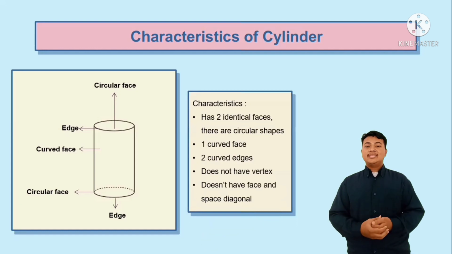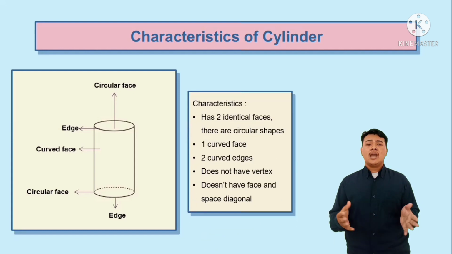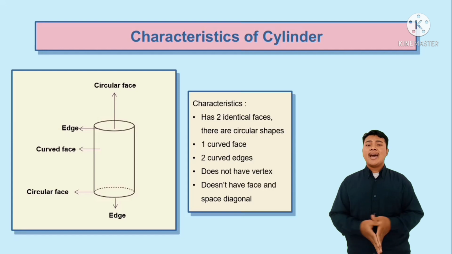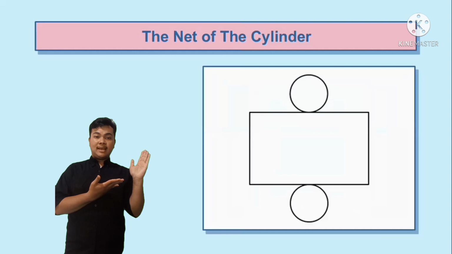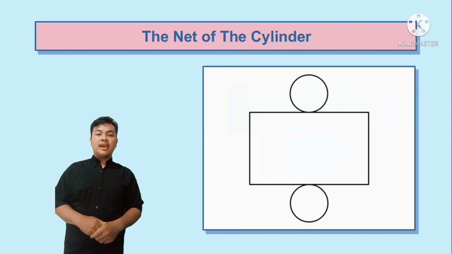And do you know a cylinder is an object that has 2 identical bases like a characteristic of a prism? But a cylinder is not a prism because it has curved bases and a prism has flat bases. See the picture beside. The picture is the net of the cylinder.